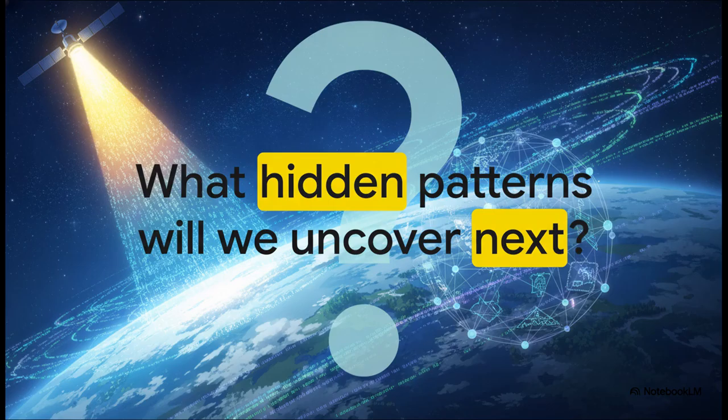We've seen how a single pulse of microwave energy from space can be caught, translated into math, and understood by a neural network to classify the world around us. It's just incredible. So my question for you is, as these models get smarter and our radar gets even sharper, what hidden patterns about our Earth will we uncover next?